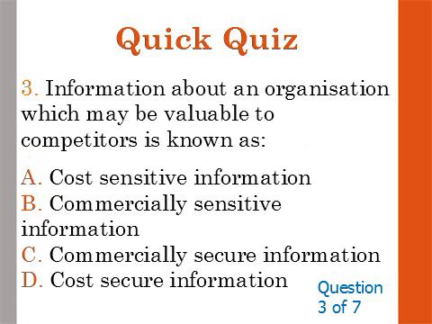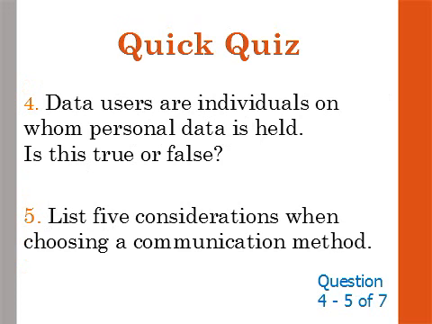Question 3. Information about an organization which may be valuable to competitors is known as A. Cost-sensitive information. B. Commercially sensitive information. C. Commercially secure information. D. Cost-secure information. Question 4. Data users are individuals on whom personal data is held. Is this true or false? Question 5. List 5 considerations when choosing a communication method.